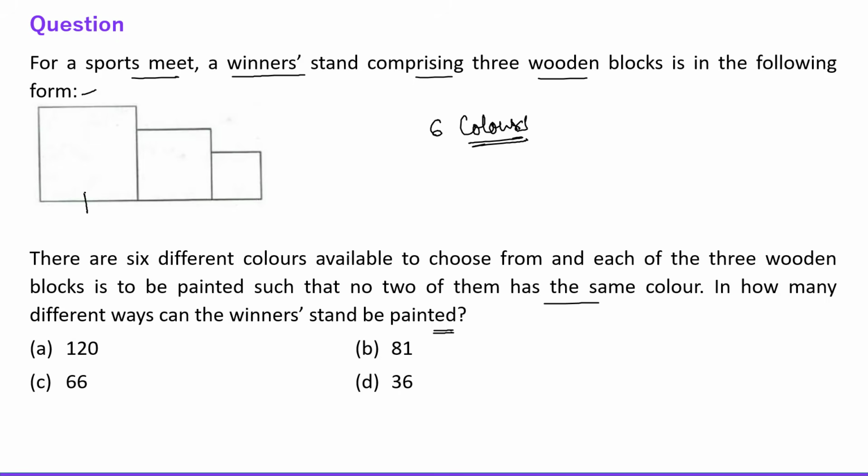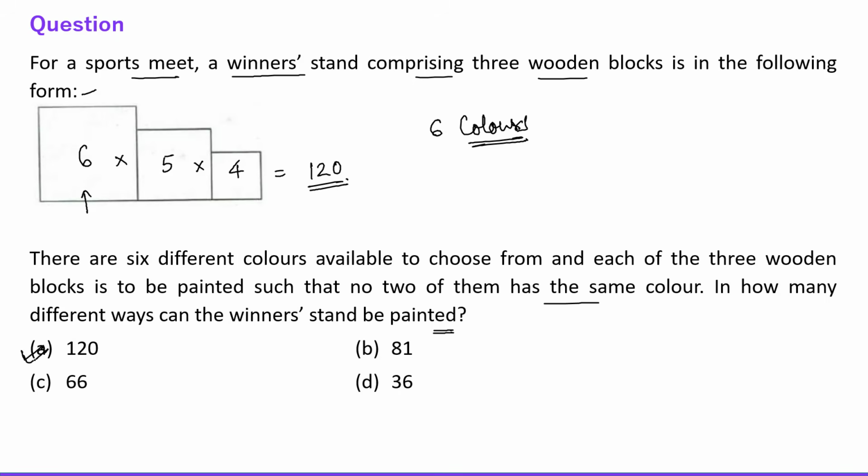So for the first block we have 6 choices, and then this color will not be repeated. So obviously any one of them will be filled over here. So for the next block we have 5 choices, and for the third block we have 4 choices. So just multiply them. So we will be getting 120. So total 120 ways can be formed with this condition, right? The correct answer is option A.